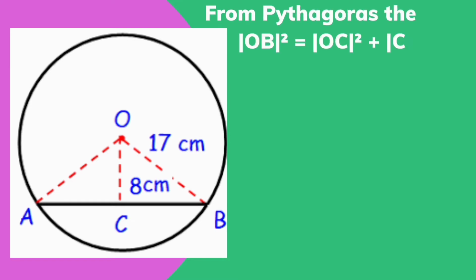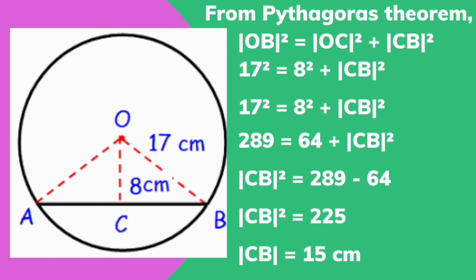The question can be shown on the diagram as represented on the screen. So to find the length of this chord, when a straight line passes through the center of a circle and touches a chord, it divides the chord into 2 parts. So first of all, we are going to find the length CB of the chord using the Pythagoras theorem. From Pythagoras theorem, the square of the hypotenuse, which is 17 squared, is equal to the sum of the squares of the two other sides, which is 8 squared plus CB squared.